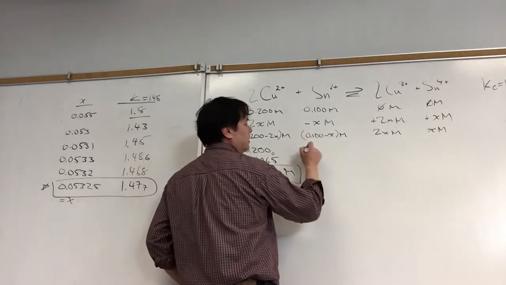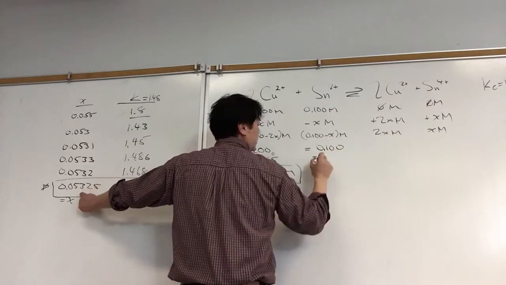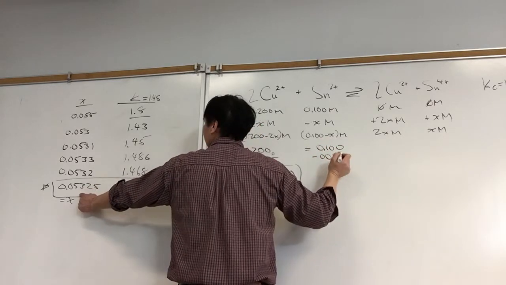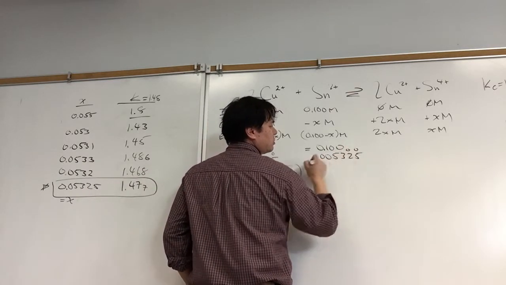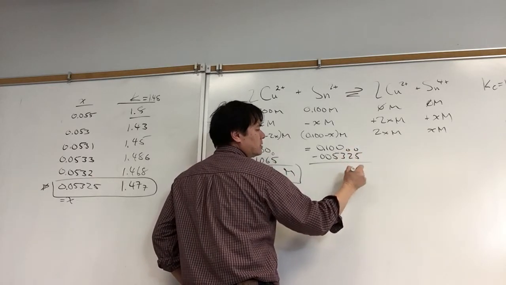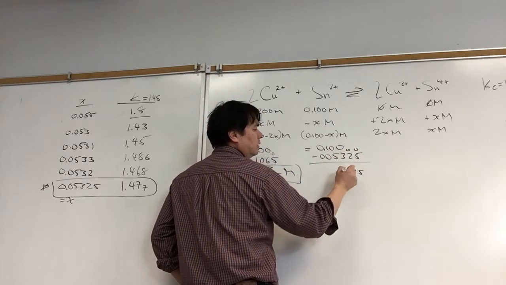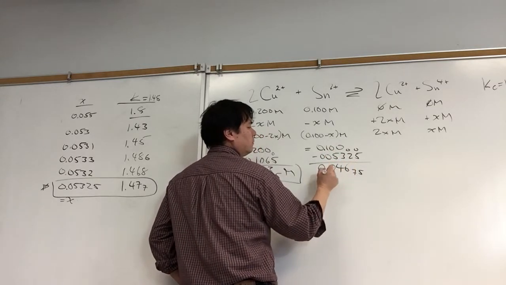Okay, this one's going to be 0.100 minus x. So we'll just use that as is, 0.05325. I need a couple of extra zeros there. So this is going to give me 5927. It's going to give me 6, 4, 0.046.